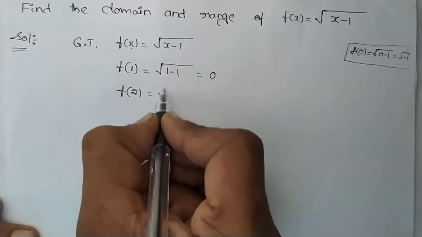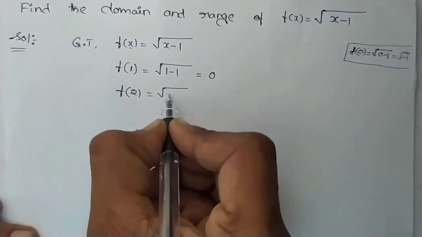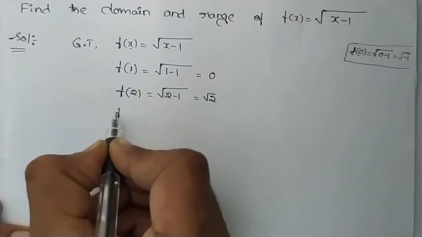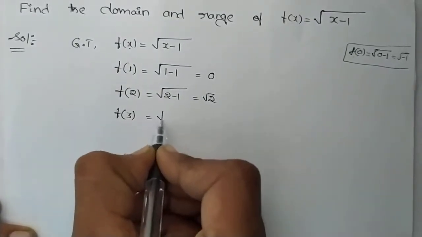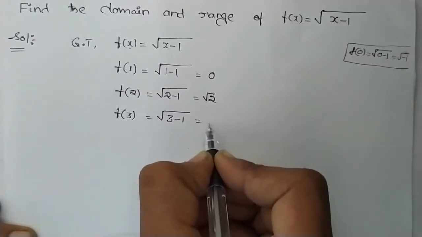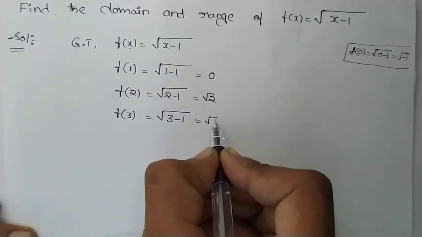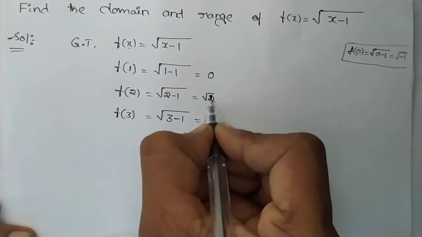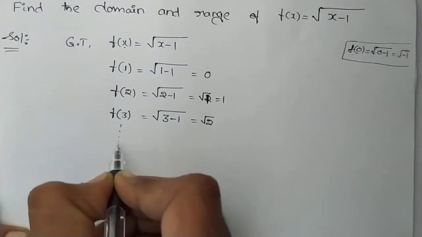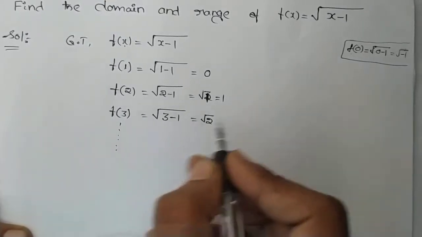f of 2 is square root of 2 minus 1, then it will be root 1, which is 1. What about f of 3? Square root of 3 minus 1 equals root 2, and so on, isn't it?